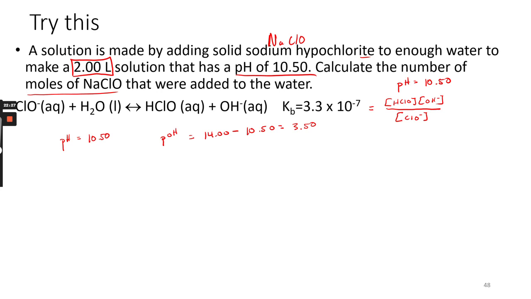By taking the anti-log of your pOH, you get 10 raised to the negative 3.50, and that's going to be our concentration of hydroxide, which is equal to, when you punch it in your calculator, 3.2 times 10 to the negative 4. 2 decimals, 2 sig figs. Okay. So now we know the concentration of hydroxide. Let's set up our ice table.